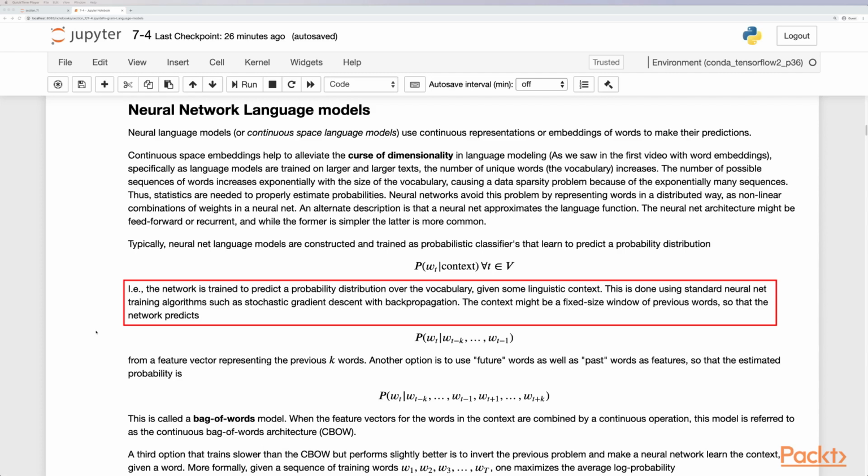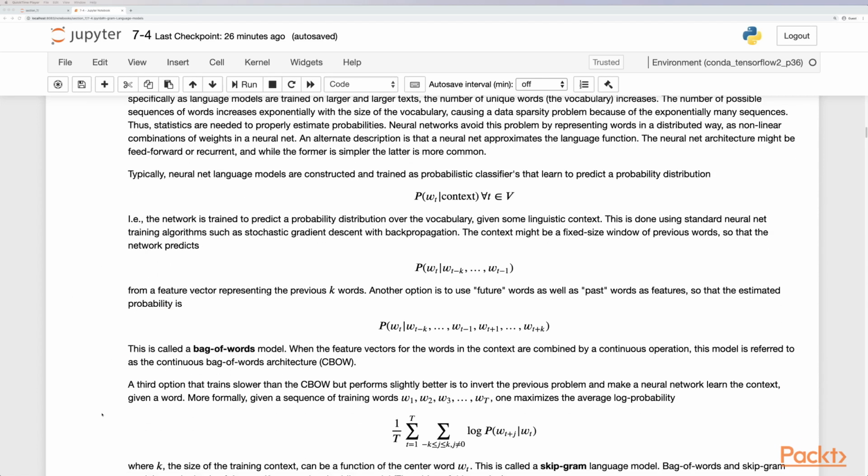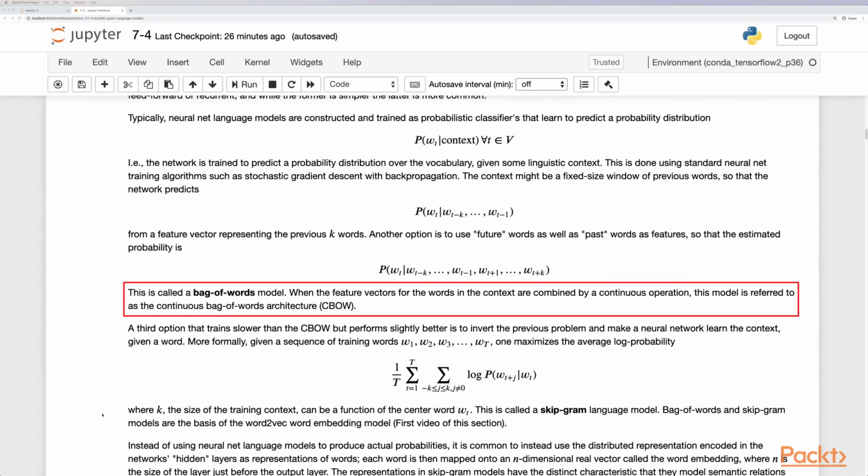The context might be a fixed-size window of previous words, so that the network predicts from a feature vector representing the previous k words. Another option is to use future words as well as past words as features, so that the estimated probability is the following. This is called a bag of words model, and when the feature vectors for the words in the context are combined by a continuous operation, this model is referred to as a continuous bag of words architecture.